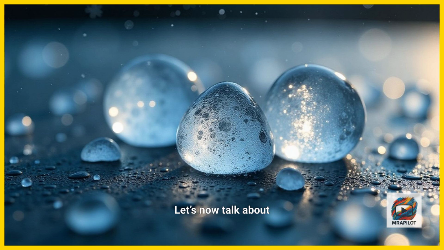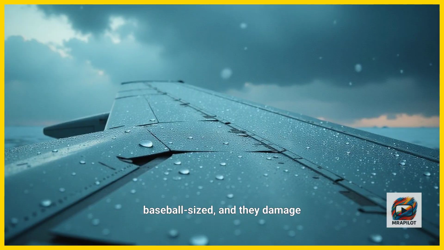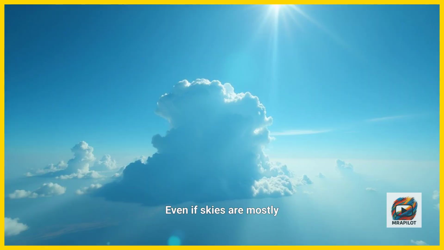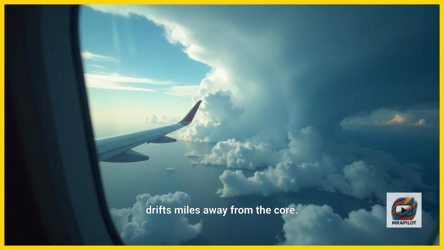Let's now talk about hail. It's a form of solid precipitation, balls of ice formed in strong updrafts inside cumulonimbus clouds. Hailstones can range from pea-sized to baseball-sized, and they damage aircraft surfaces severely. Even if skies are mostly clear, a distant CB may still produce hail that drifts miles away from the core. That's why pilots avoid CBs by at least 20 nautical miles, especially downwind of the storm.